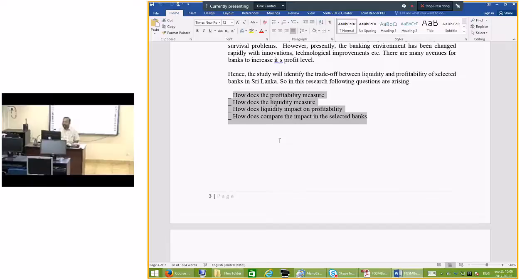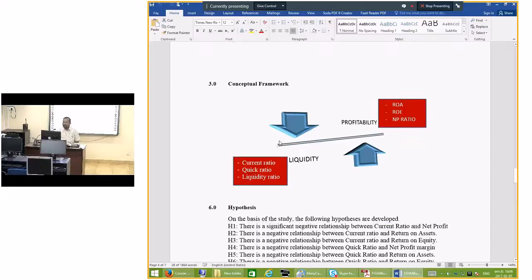To identify whether there is a relationship between liquidity and profitability of commercial banks in Sri Lanka. Very simple, one question. Then how profitability is measured is not a problem. There are a lot of answers for that particular question. Now go to the conceptual framework.